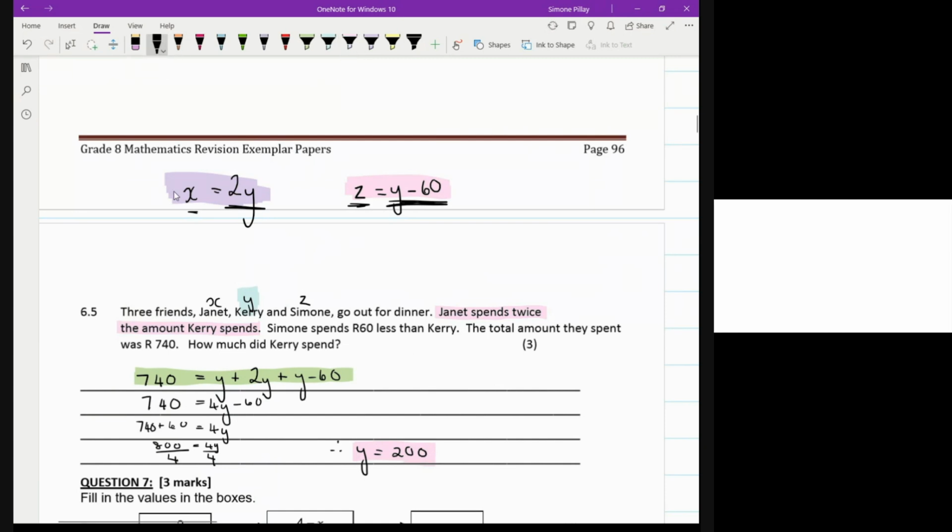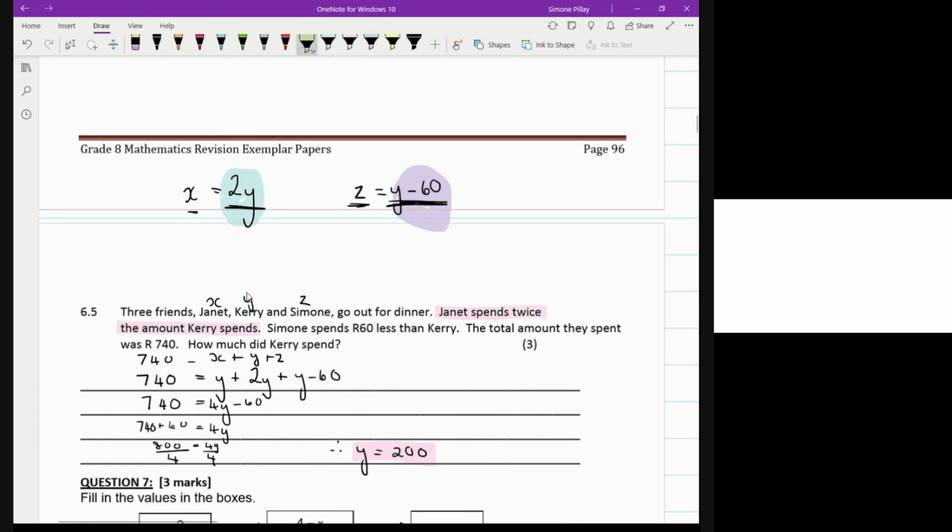Now, if this doesn't make sense to you, the other way you could have done this is you could have said, well, 740 is equal to x plus y plus z. Why? We said that the total amount they spent was 740. So x was Janet's spend, y was Carrie's spend, and z was Simone's spend. And so if I add up all of our spends, it should give us 740. But what I then did is literally I substituted. Where I see x, I filled in 2y. Where I saw z, I filled in y minus 60. So have a look at this.